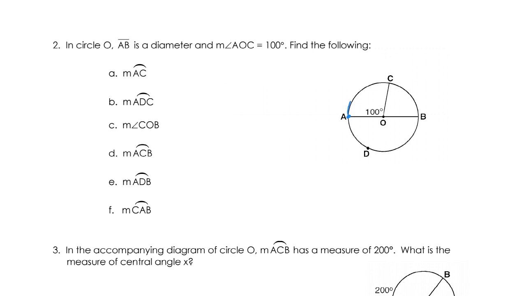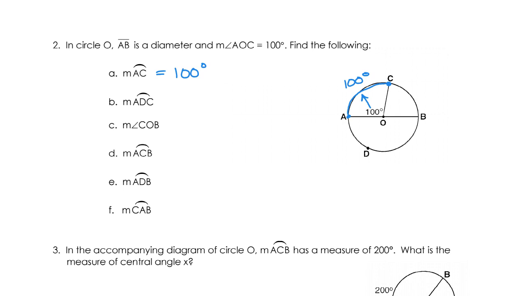So from arc A to C, the short way around the circle. Hopefully you guys can see that that arc belongs to this little central angle in here, and so this arc is 100 degrees because central angles are equal to their arc.